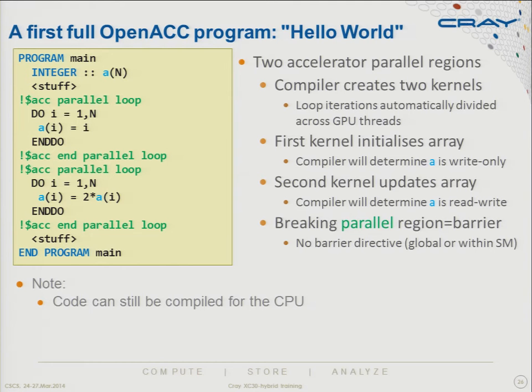So the code is still the same CPU code. If I switch off recognition of OpenACC directives, it will still compile and run on the CPU and give me the correct answer.